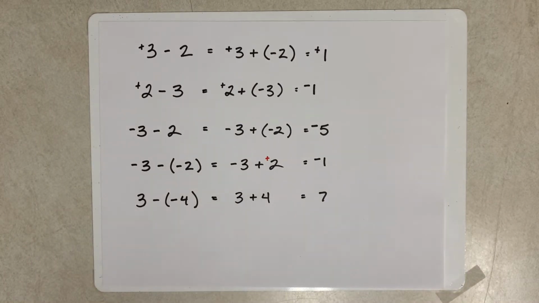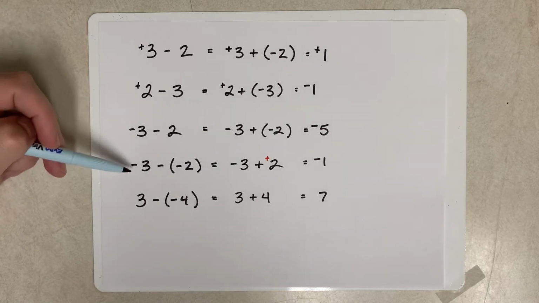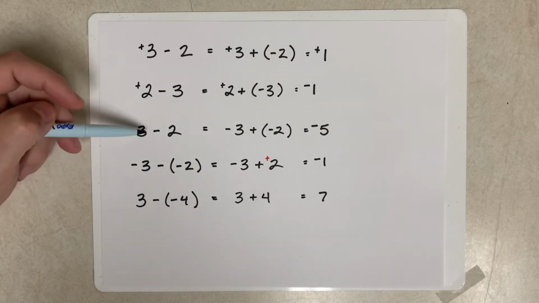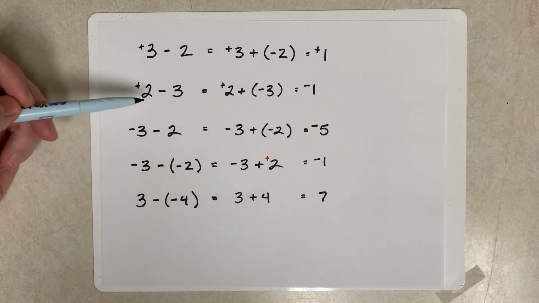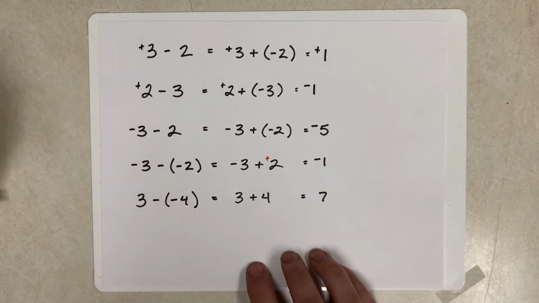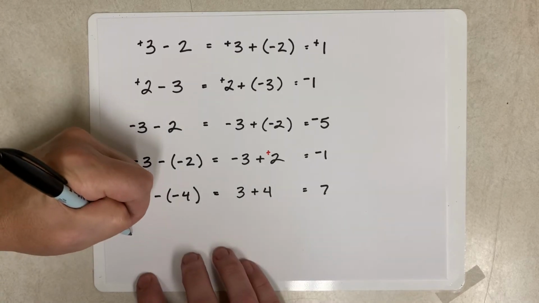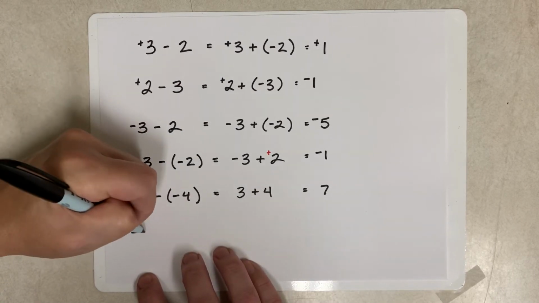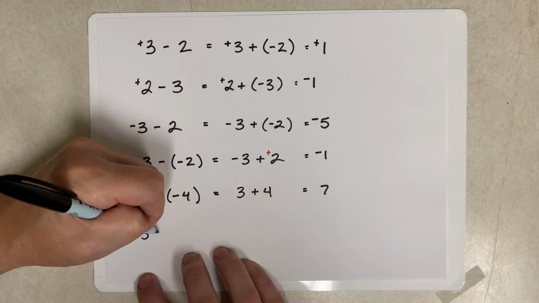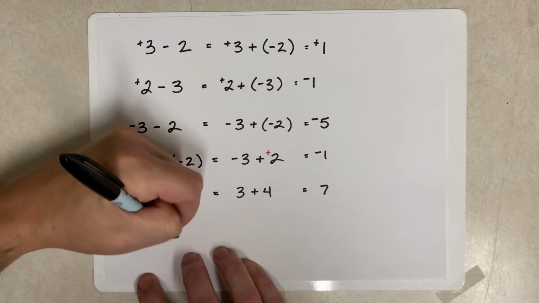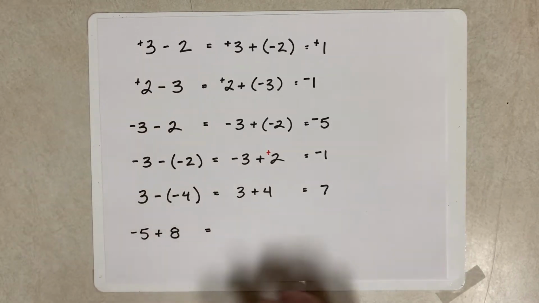All right, what else could we do? We talked about negatives in front. We talked about subtracting a negative. We already did this, but we could do another one of those. So what if you have, let's say, -5 and then plus 8? What would that look like?